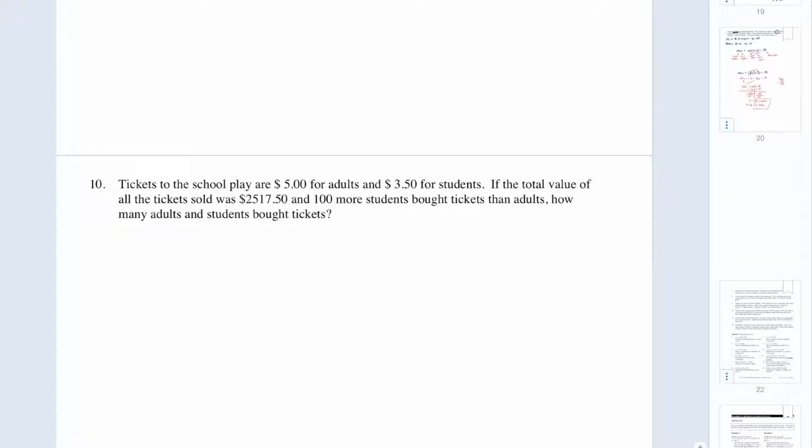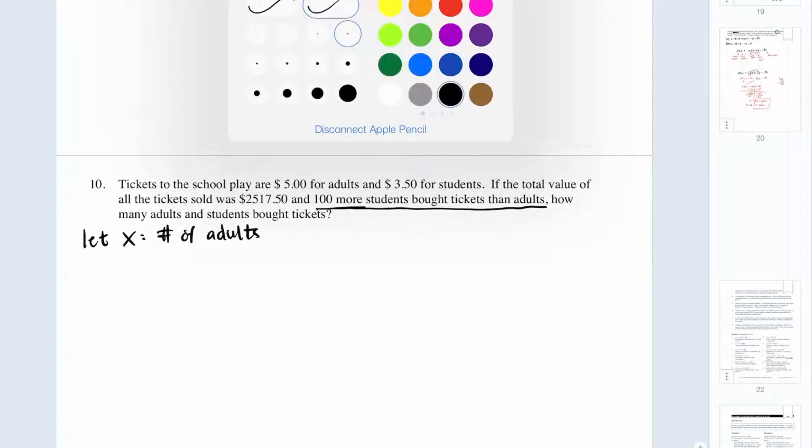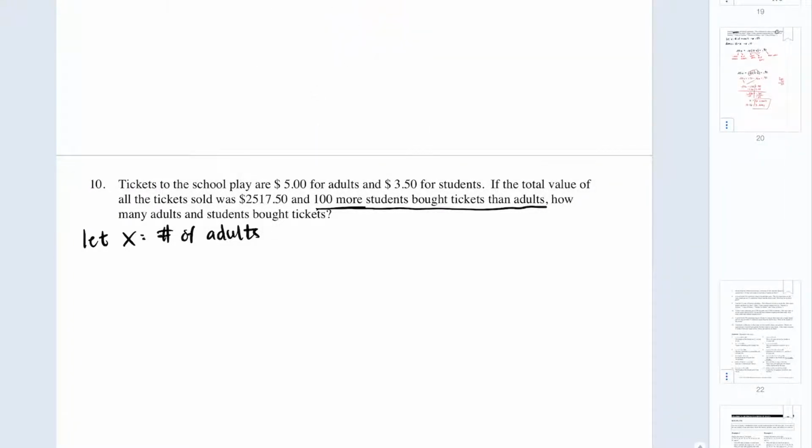Okay, so I'm going to say in my define section, I'm going to let x equal the number of adult tickets or adults. And the reason why I'm doing this is because I know for sure that there are fewer adult tickets than there are students, right? And this right here, what I'm going to underline, tells me that 100 more students bought tickets than adults. So I'm going to let x equal the number of adults. Okay, so that means that the number of students should equal 100 more than the adults. So I'm going to do x plus 100.